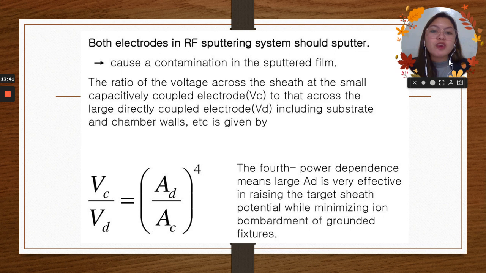The ratio of the voltage across the sheath at the small capacitively coupled electrode, V sub C, to that across the large directly coupled electrode, V sub D, including the substrate and chamber walls, etc., is given by V sub C over V sub D equals the quantity A sub D over A sub C to the power of 4, where the fourth power is the power dependence. This means a large A sub D is very effective in raising the target sheath potential while minimizing ion bombardment of grounded fixtures.